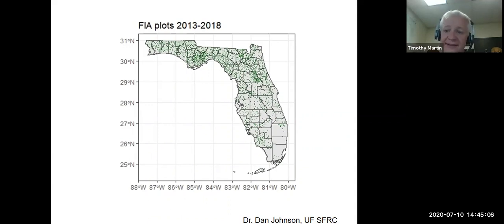These data come from permanent physical plots located across all forest lands in the United States, on private land, on state-owned land, on federal land. There's approximately one of these plots for every 6,000 acres of forest land, and they're remeasured every 5 years.